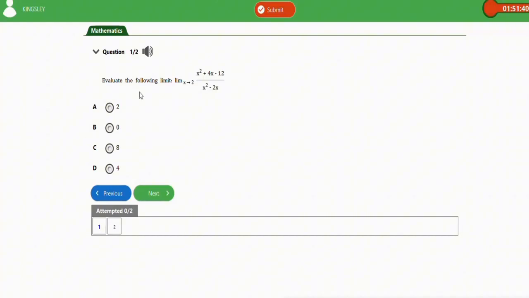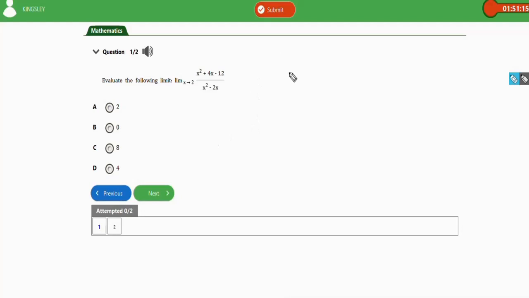It says, evaluate the following limit. We have the limit x tending to 2. Alright, so this is the expression. So let's go ahead and solve this. Guys, actually limits is one of the easiest topics in calculus. So to solve this question, all you have to do basically is to factorize, so that we can break this down.